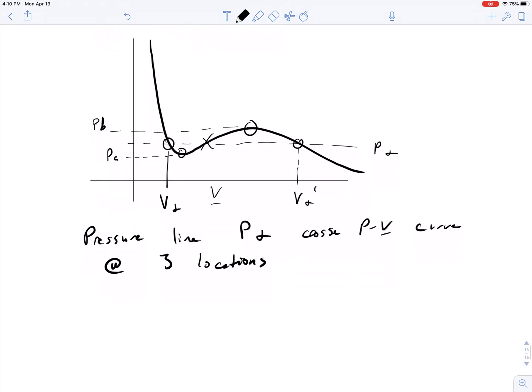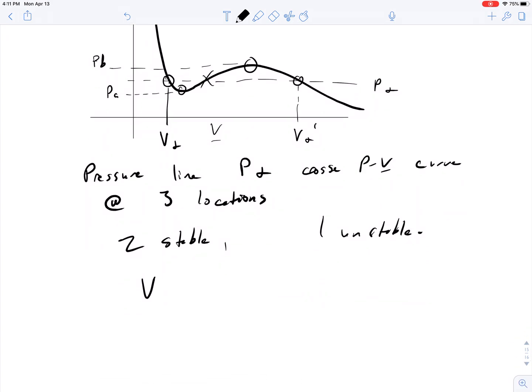Okay. Two are stable. One is unstable. V alpha prime are both attainable. It's possible to be there.